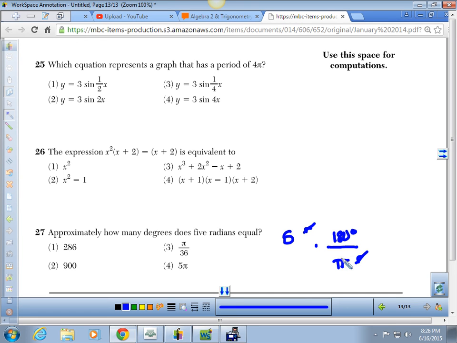5 times 180 divided by pi. What do you get? Okay, so our closest one then would be choice 1, 286 degrees.